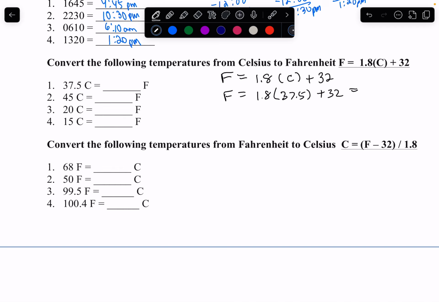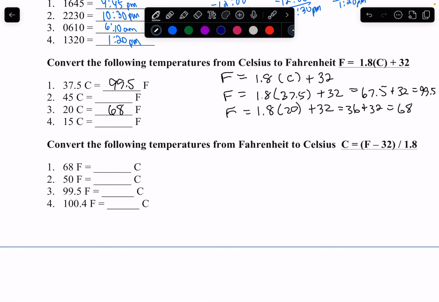So 37.5 times 1.8 is equal to 67.5, plus 32. If you add on 32, you get a total of 99.5. And we'll do one more of those. Let's do 20. So 1.8 times 20 plus 32. Remember, you have to do your multiplication by 1.8 first, which is 36, plus 32 is 68 degrees Fahrenheit.